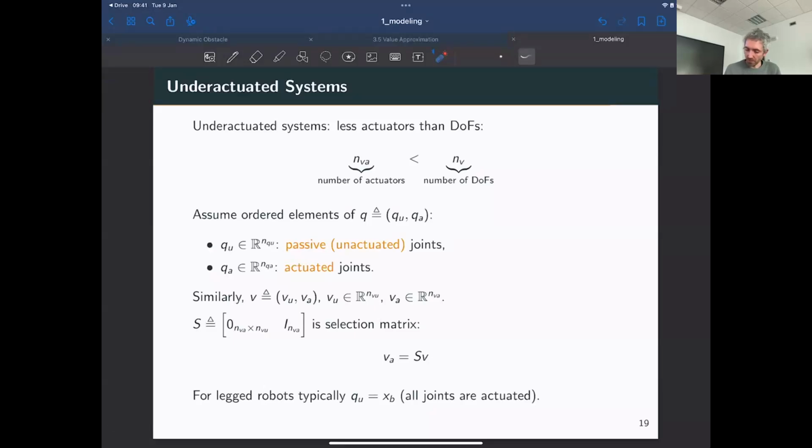So just to clarify the obvious, for a legged robot, the underactuated part would be the base pose, the one we have introduced, which wasn't there before, that is not actuated because you don't have a propeller. I don't tell you where to make you fly.